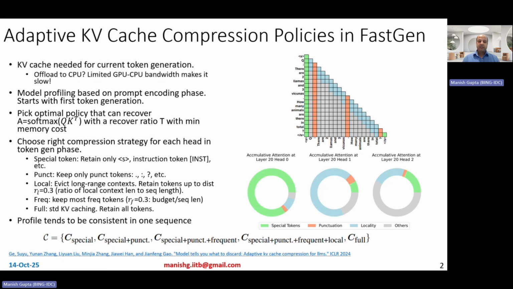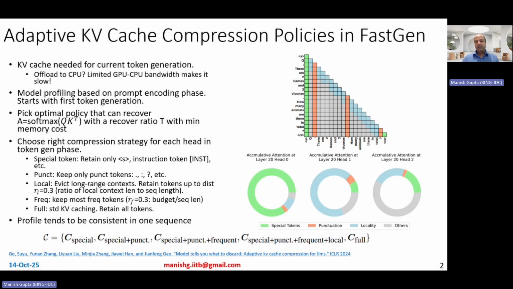Okay. So you see, while these policies individually may make sense, they may individually not be very effective. And therefore, what these folks did was to combine policies. They said that their policy set is not going to be these individual ones, but policies which contain these 5 things. Obviously, the default policy is full, but then you can also just store the special tokens, or you can store special plus punctuation tokens, or special plus punctuation plus frequent ones, or you can actually store special plus punctuation plus frequent plus local tokens. Right? So that is that.